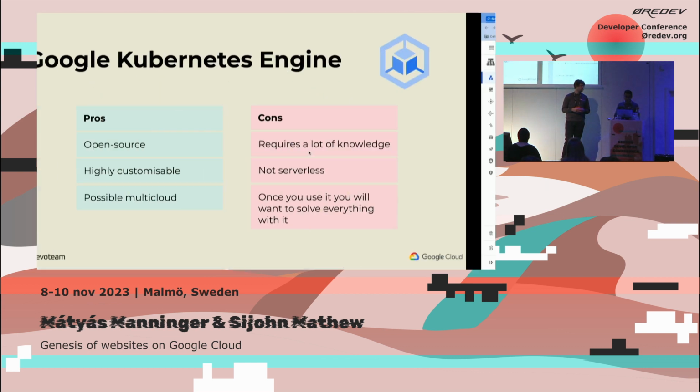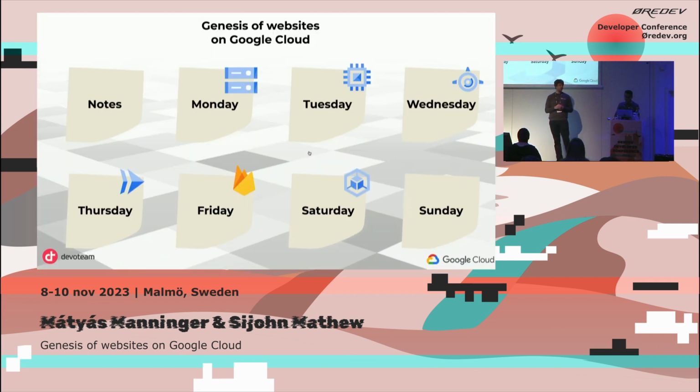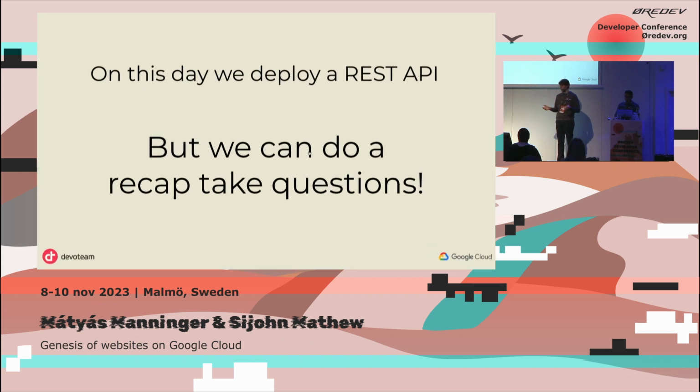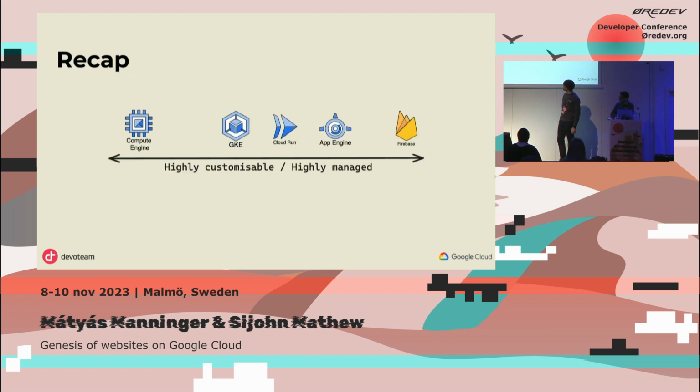OK. All right. And then of course, on Sunday, we will just deploy a REST API as customary. But we will show you a recap, and we do take questions at the end. So just to recap some of the technologies, we have Compute Engine, which is highly customizable, but not very managed. Depending on what you need, you can choose Kubernetes Engine if you want something managed, but still really customizable. And then, of course, Cloud Run, App Engine, very managed, and then Firebase, fully managed services.